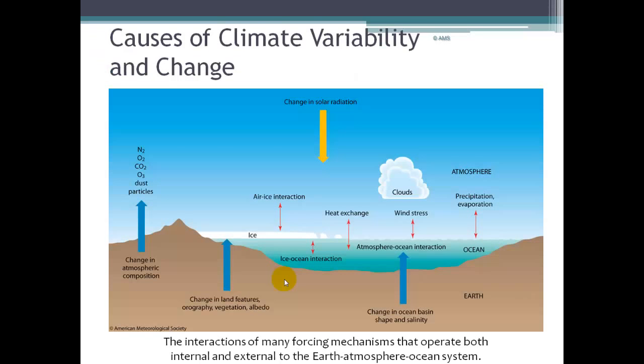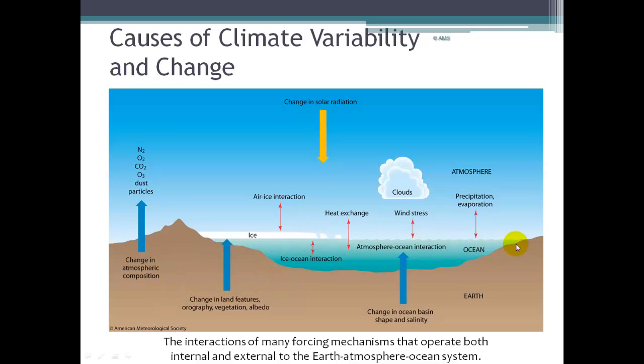Some of the causes of climate variability are shown in this picture with different interactions that take place. Interactions between things like the land. Changes in the land cover affect the albedo, affect the vegetation, and all these have effects on how that land interacts with the atmosphere. Changes in atmospheric composition from different chemicals that are maybe released through volcanic activity or just outgassing, dust particles, and so on.